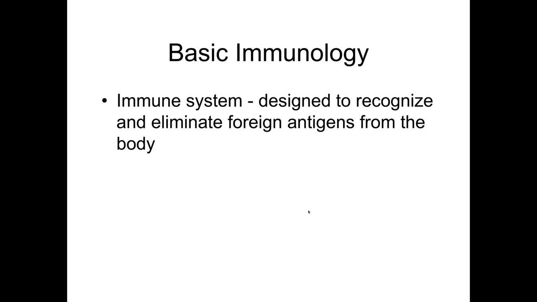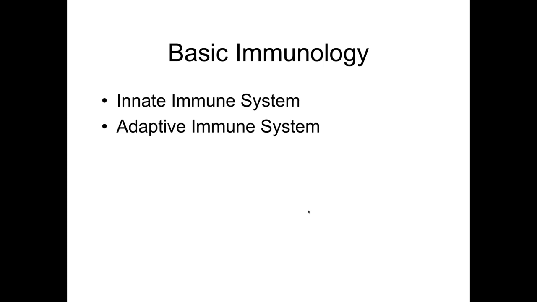So if we talk a little bit about immunology, it's very hard to go over the entire immune system in an hour, but I thought that we could just talk about a couple basic parts of the immune system that'll serve as the foundation for the rest of the talk today. As I mentioned before, the immune system is designed to recognize and eliminate foreign antigens as well as cancers from the body. We have two types of immune responses: one is called an innate immune response, and another is called an adaptive immune response.